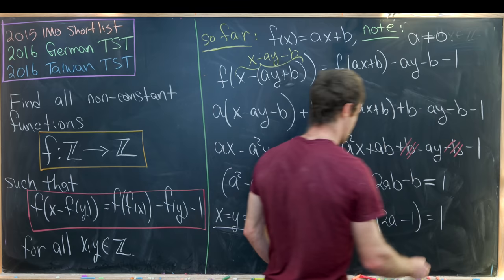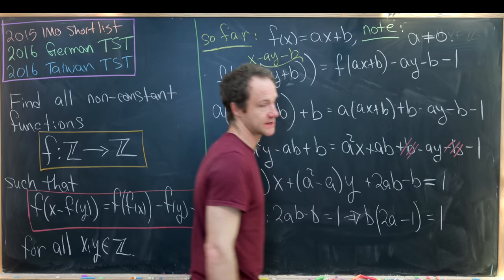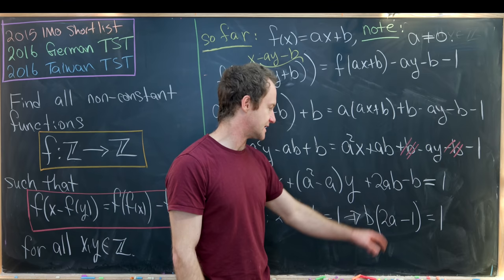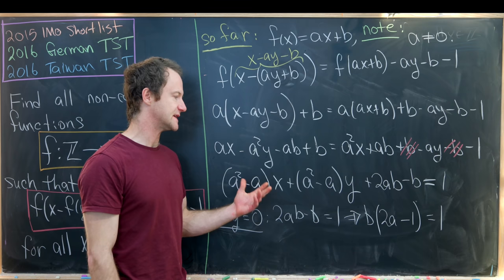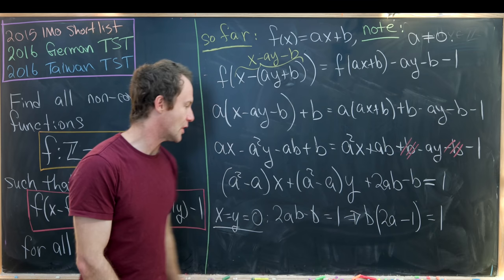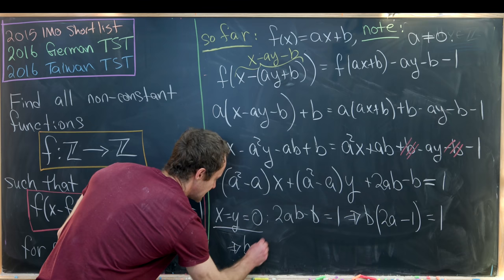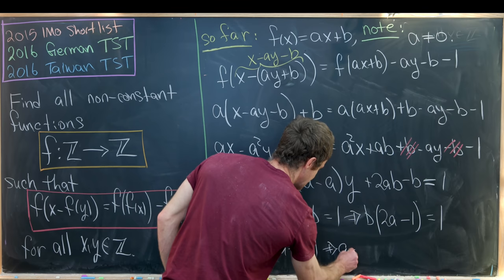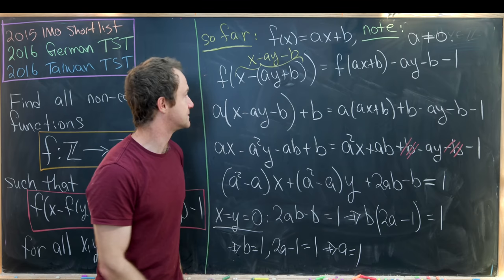But now since we're working over the integers, we know that each of these must be plus or minus 1. So that breaks into two cases. B is 1 and 2a minus 1 is 1, or b is negative 1 and 2a minus 1 is negative 1. Let's notice that 2a minus 1 cannot be negative 1 because that would imply that a equals 0, which is not allowed. That means both of these are equal to 1. So we get b equals 1 and we get 2a minus 1 equals 1, but that tells us that a equals 1.